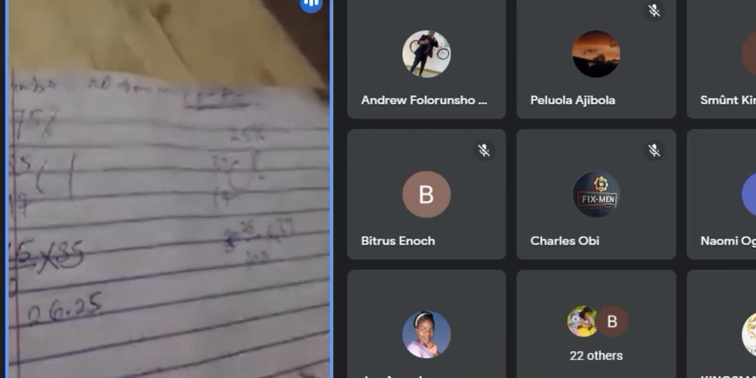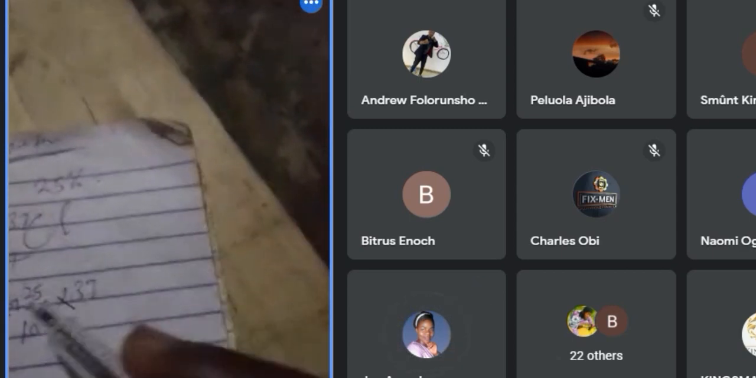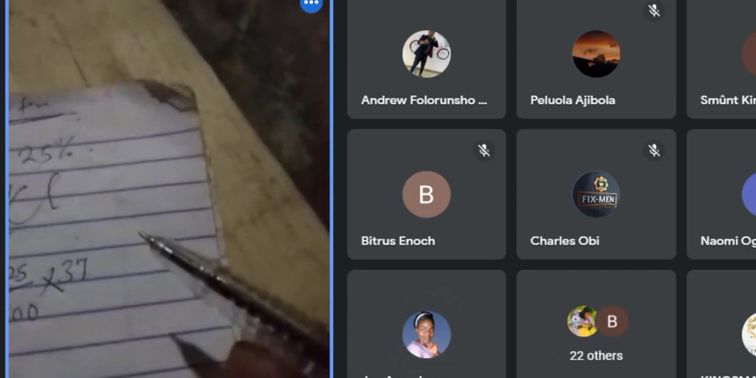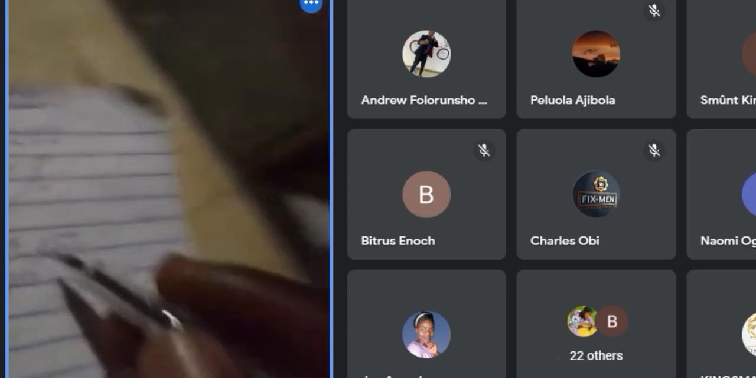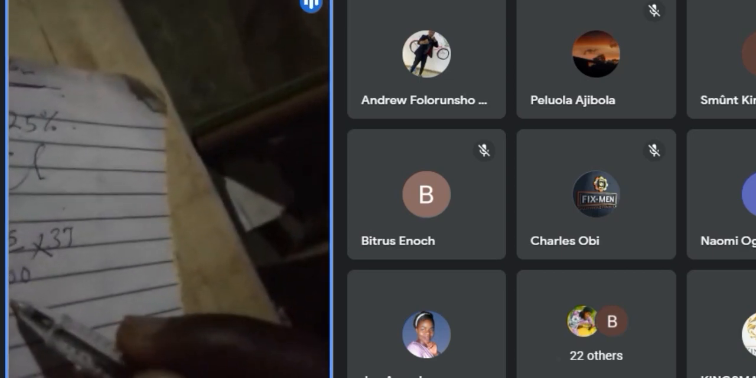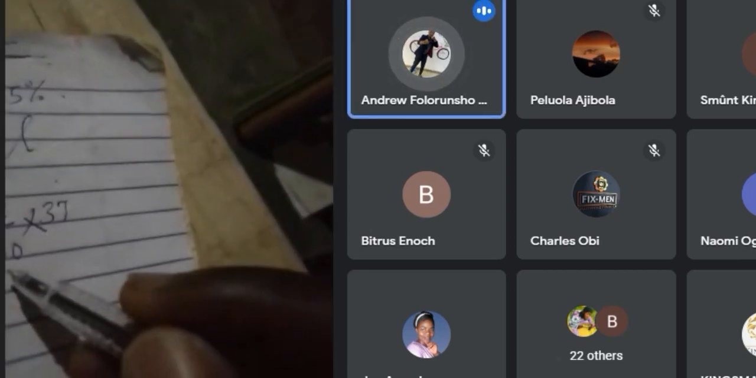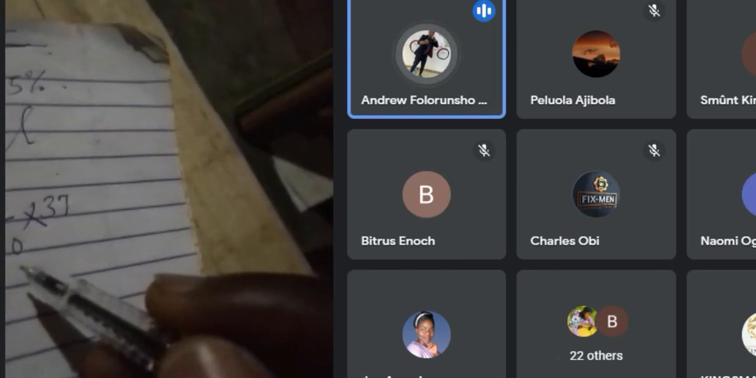26.25. Okay, and this one is 37 divided by 4. Okay, 37 divided by 4. That's going to give me... It's 0.25 times 37.